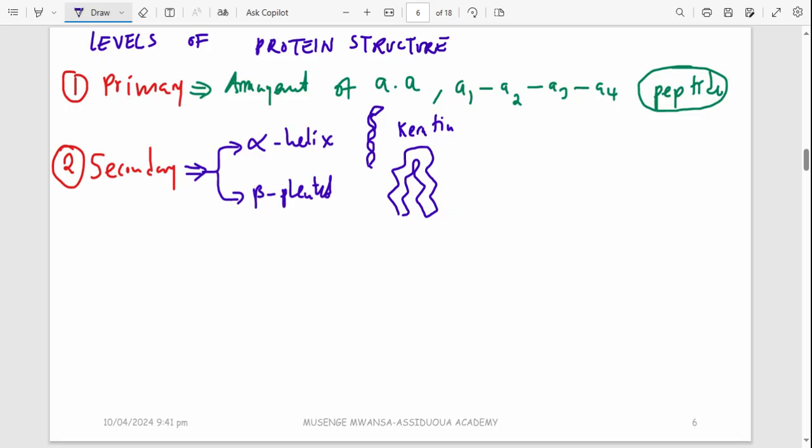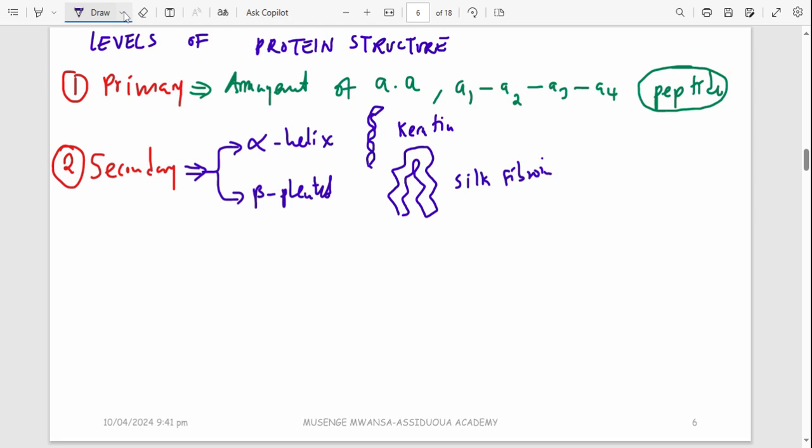And then you also have the beta pleated shape. The question should be, where can we find the beta pleated shape? This one is going to be found in things like silk fibroin. Silk is produced by silkworms. That's where we can find these.